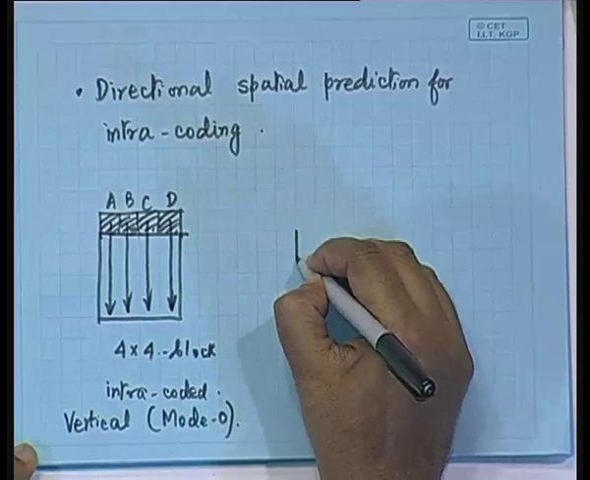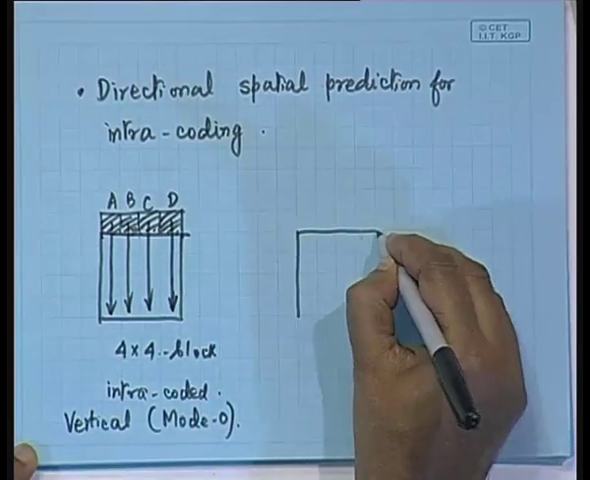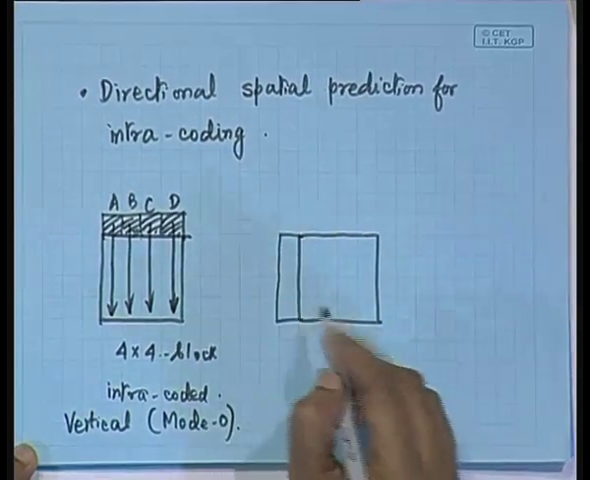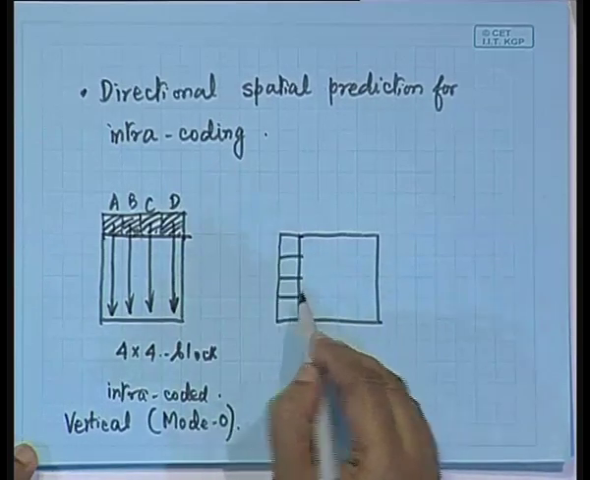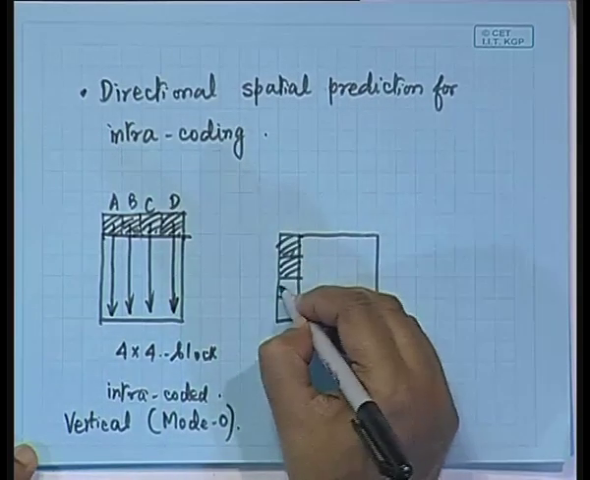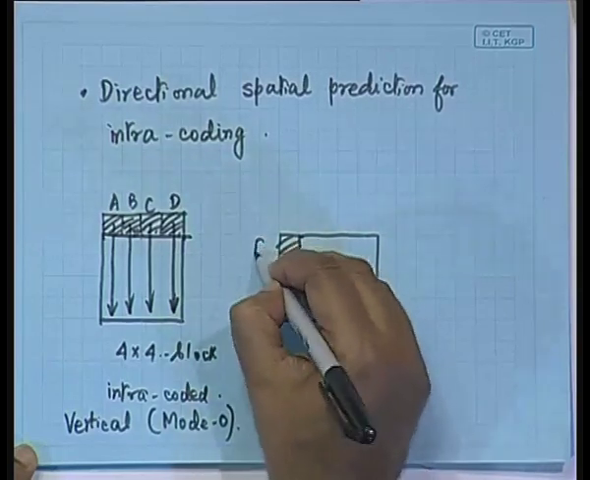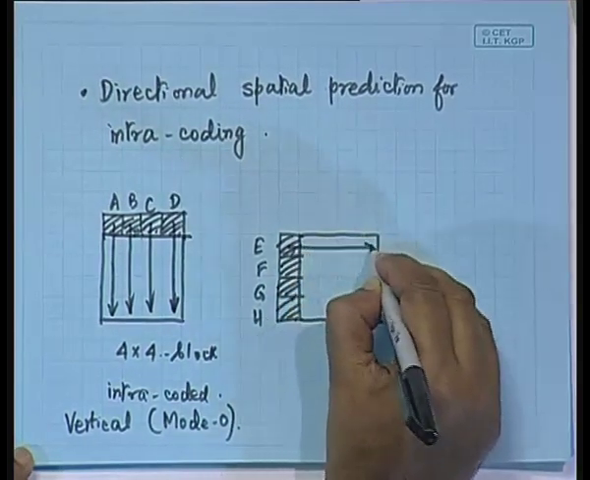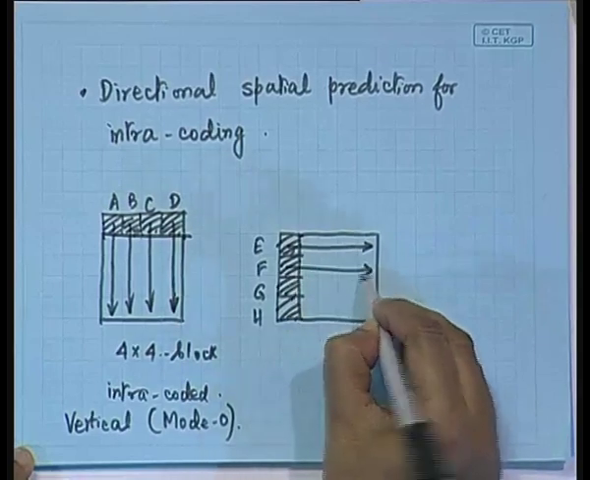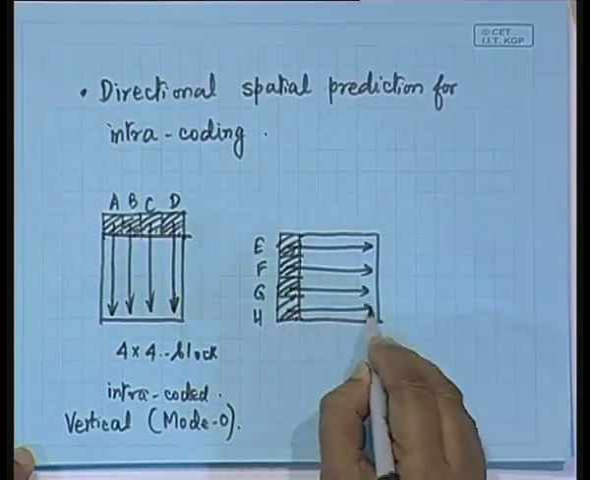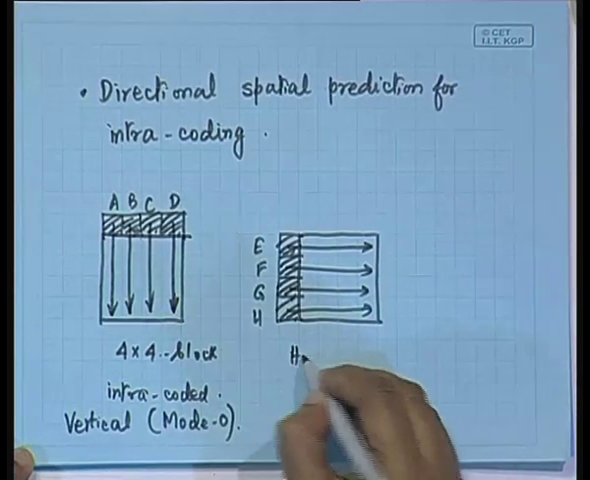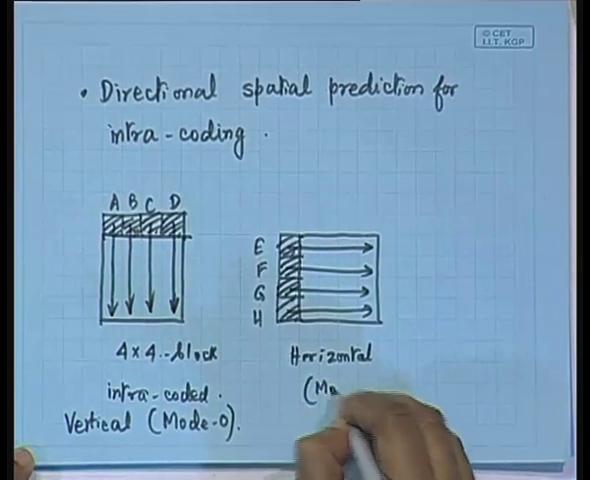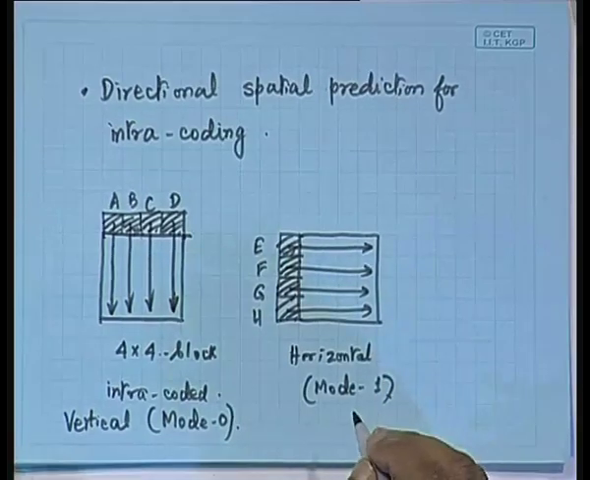Just like mode 0, one can do a horizontal prediction also. How? Let us take 4 pixels on the side: the pixels E, F, G and H. We use the value of E in all these 4 pixels, F in all these 4, G in all these 4, H in all these 4. In this case it is a horizontal prediction, and this is referred to as mode 1 prediction.